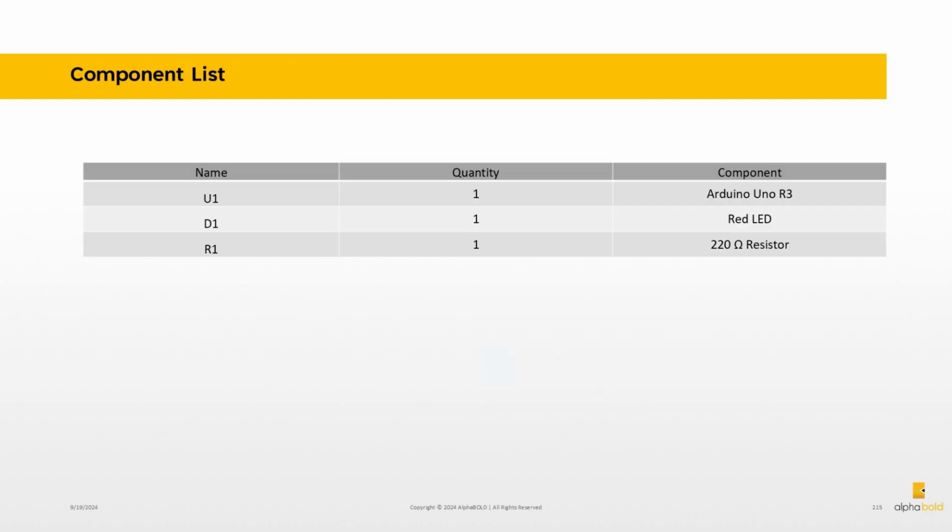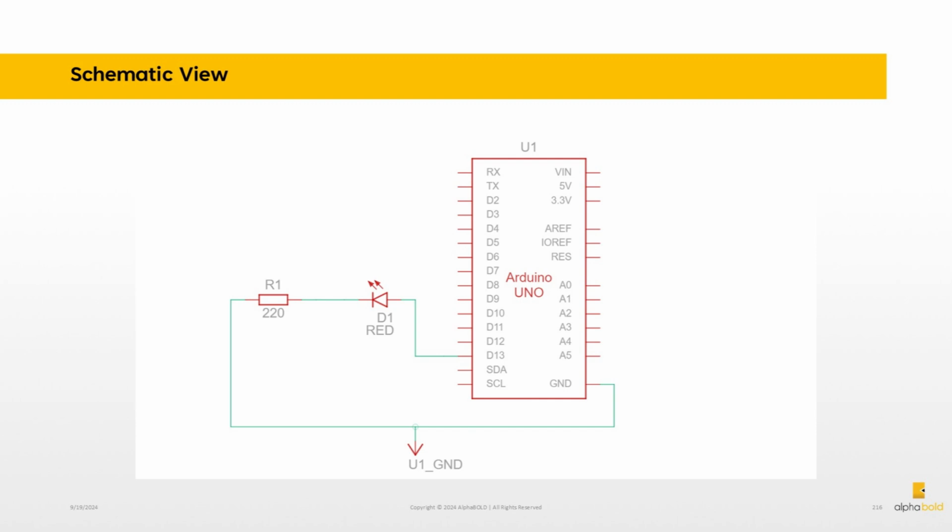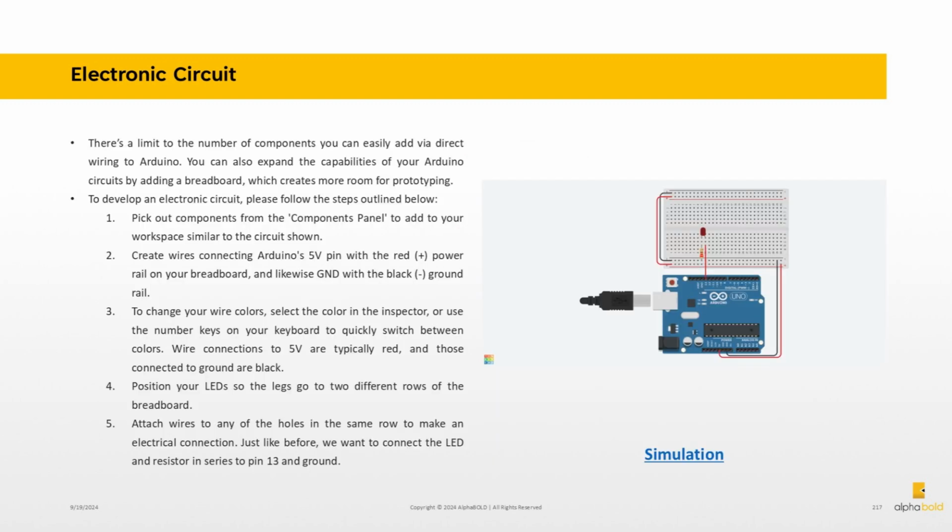Following components are required: Arduino Uno R3, red LED, 220 ohm resistor, and breadboard. You can view the Arduino Uno schematic here. There's a limit to the number of components you can easily add via direct wiring to Arduino. You can also expand the capabilities of your Arduino circuits by adding a breadboard, which creates more room for prototyping.